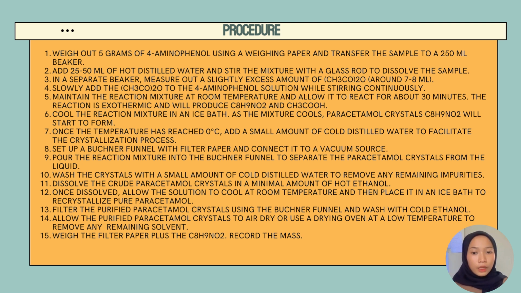In a separate beaker, measure out a slightly excess amount of acetic anhydride, around 7 to 8 ml. Slowly add the acetic anhydride to the 4-aminophenol solution while stirring continuously. Maintain the reaction mixture at room temperature and allow it to react for about 30 minutes. The reaction is exothermic and will produce paracetamol and acetic acid.